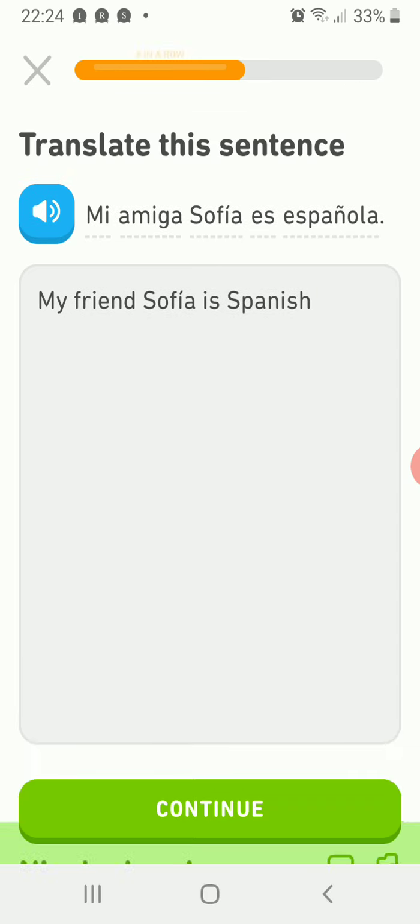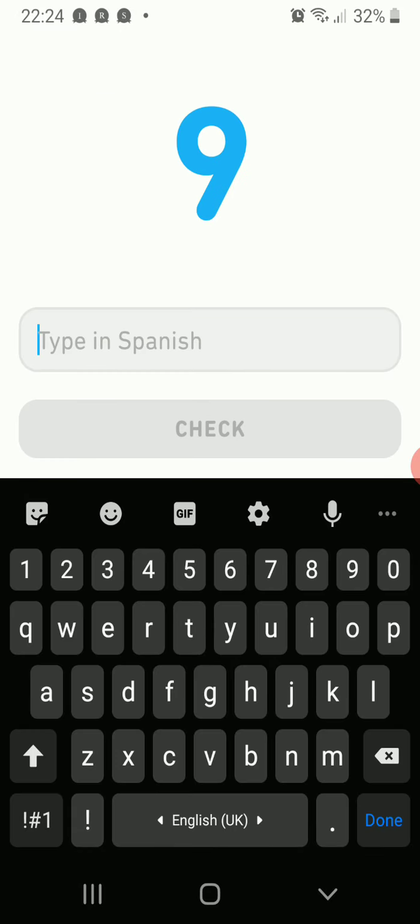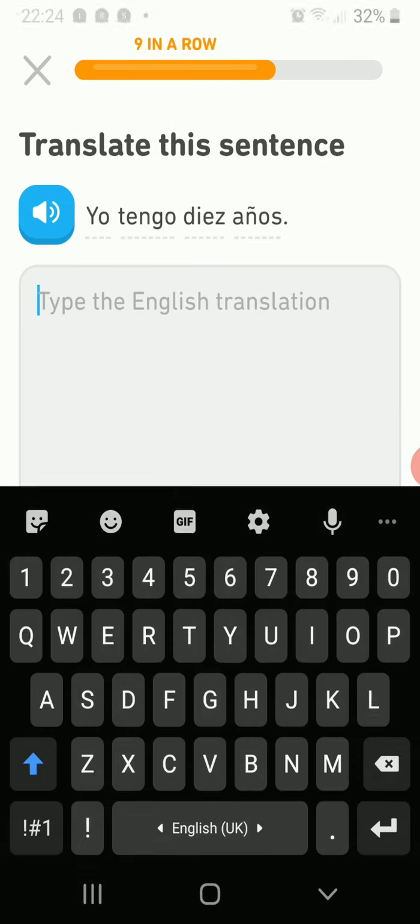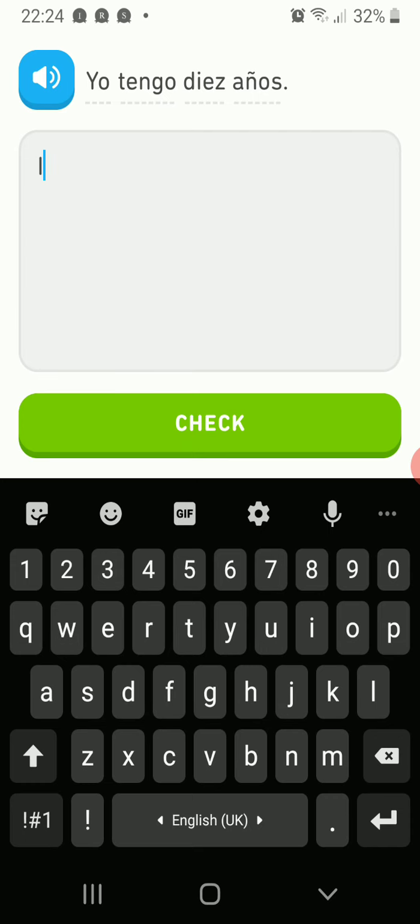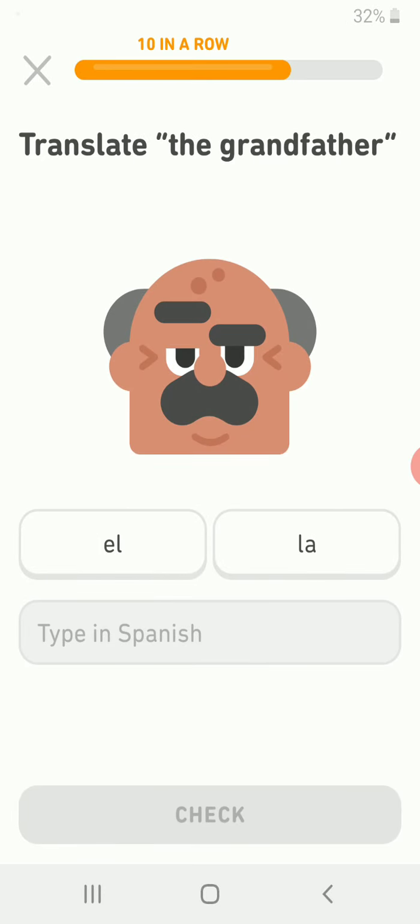Okay, so nice. Yo tengo 10 años. So I'm 10 years old. I have to write it in letters now, not in figures. And año is a year. Un año, a year. The grandfather, el abuelo.